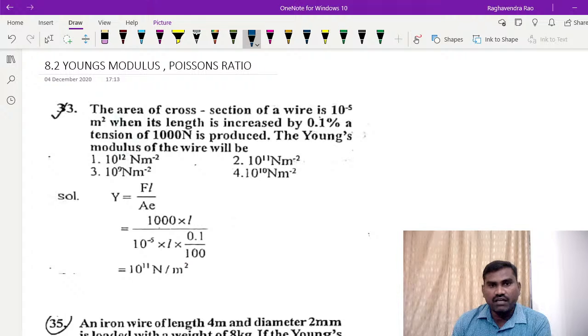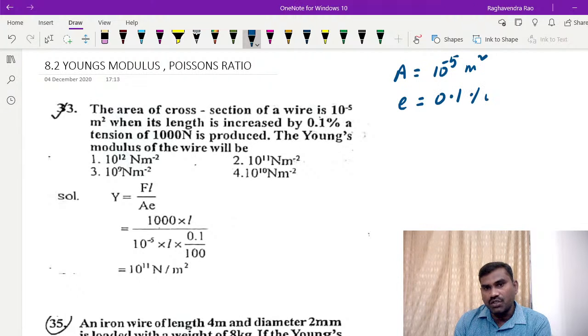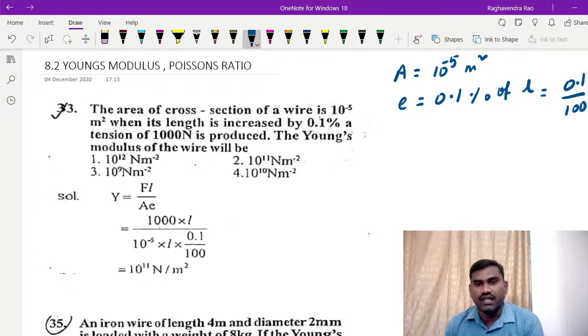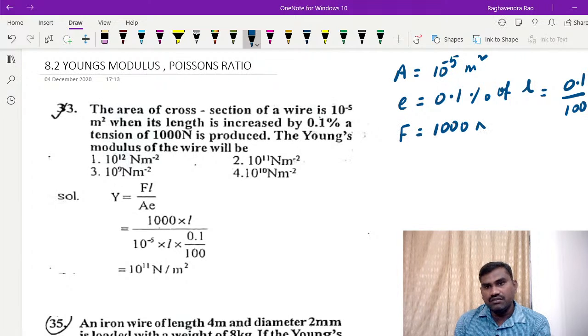See this? The area of cross section of the wire is 10 to the power of minus 5 meter square. Area of cross section A is 10 to the power of minus 5 meter square. When its length is increased by 0.1%, that means elongation is 0.1% of the original length, which is 0.1 by 100 into L. That is the elongation. A tension of 1000 Newton is produced, that means the force applied is 1000 Newton.